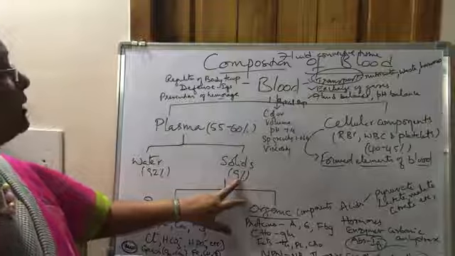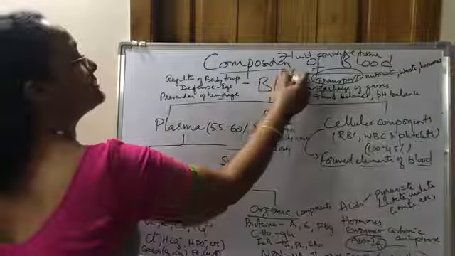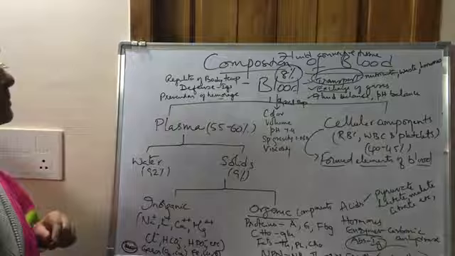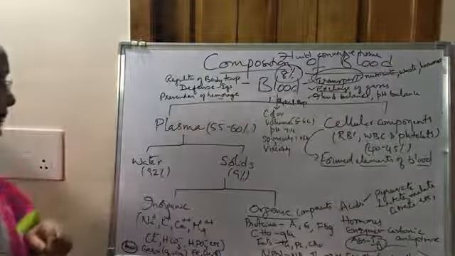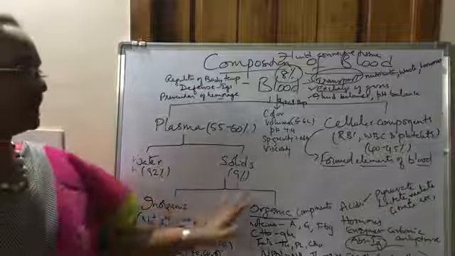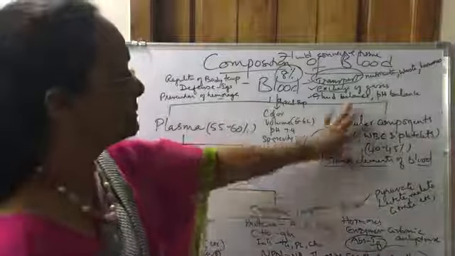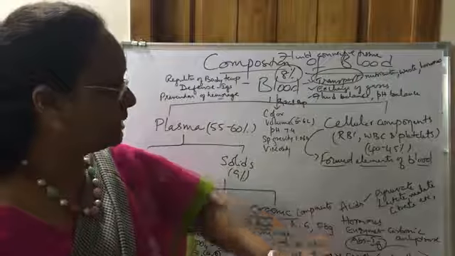They comprise up to 9%. Actually, the blood comprises 8% of our total body weight. Volume, I think, is 5 to 6 liters. So, these are the various inorganic and organic components, and the cellular components are called the formed elements of blood.